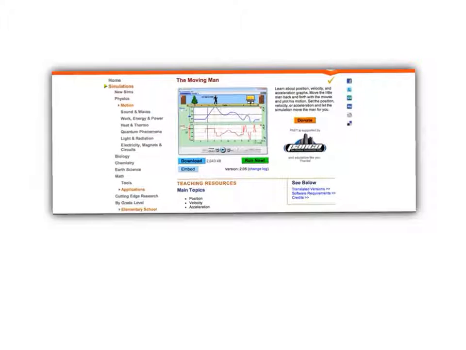All right, so with the Moving Man, hopefully you're able to see a little bit more of the connection between a position time graph and a velocity time graph, okay?